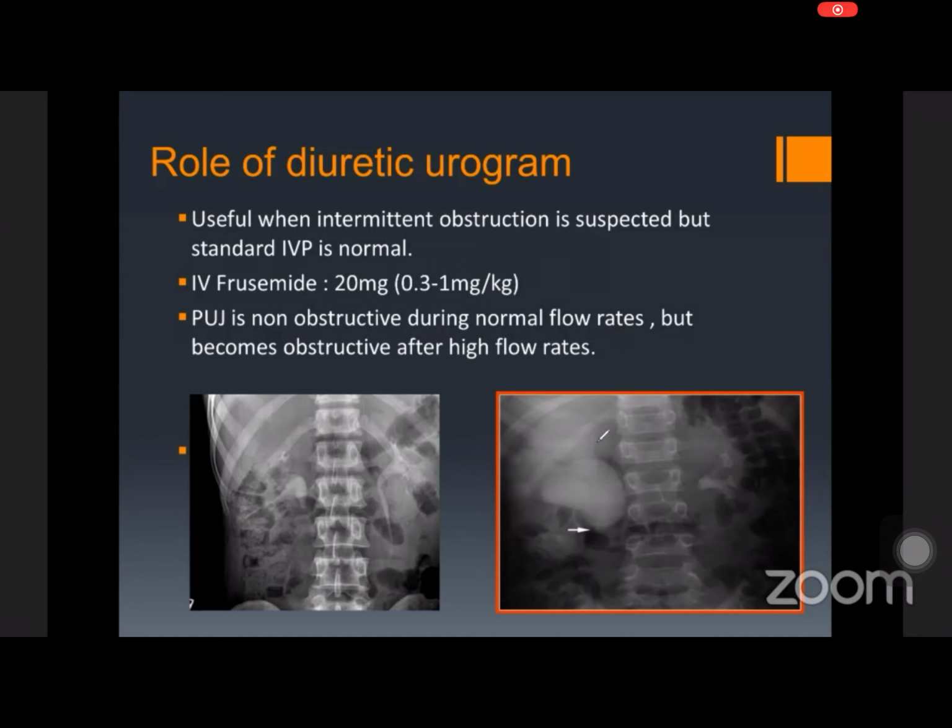After a diuretic is given, the contrast gets collected in the renal pelvis and the collecting systems, and so there is buildup of pressure within the renal pelvis. So this brings out an intermittent obstruction. Since there is an increase in pressure, the patient will have severe pain during the procedure. If the patient develops pain and distension of the pelvicalyceal system on a diuretic urography, this is suggestive of a PUJ obstruction.